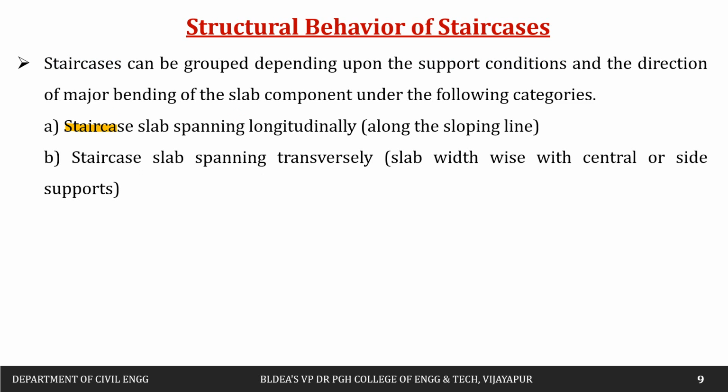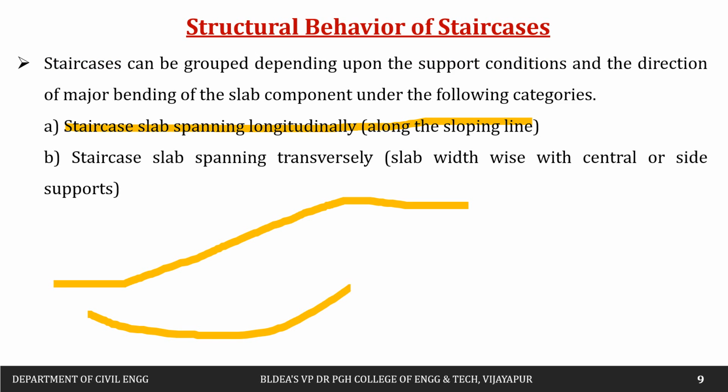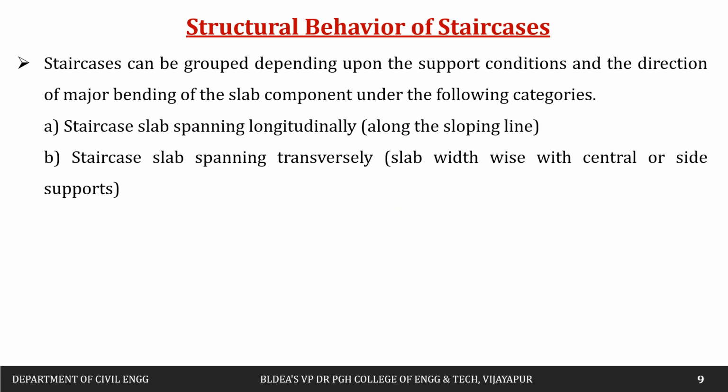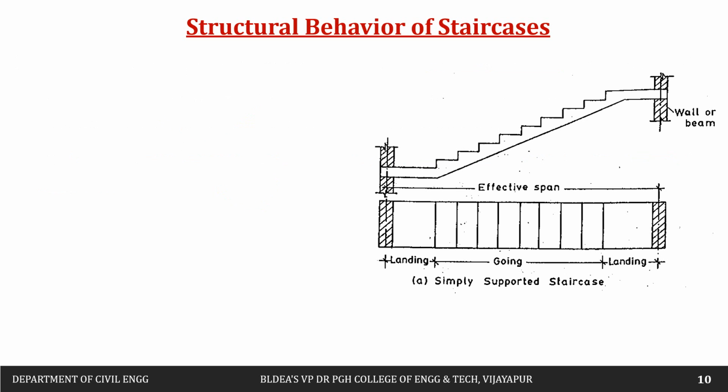One is staircase slab spanning longitudinally along the slope line. For example, if this is the landing, this is the staircase flight, again we have the landing. Along this line, it is going to bend in this way, that is longitudinally along the length, or perpendicular to that, that is staircase slab spanning transversely, slab width wise with central or side supports. We may have these two types of categories based on the support condition as well as the direction of bending. This is going to bend longitudinally and this is going to bend transversely.